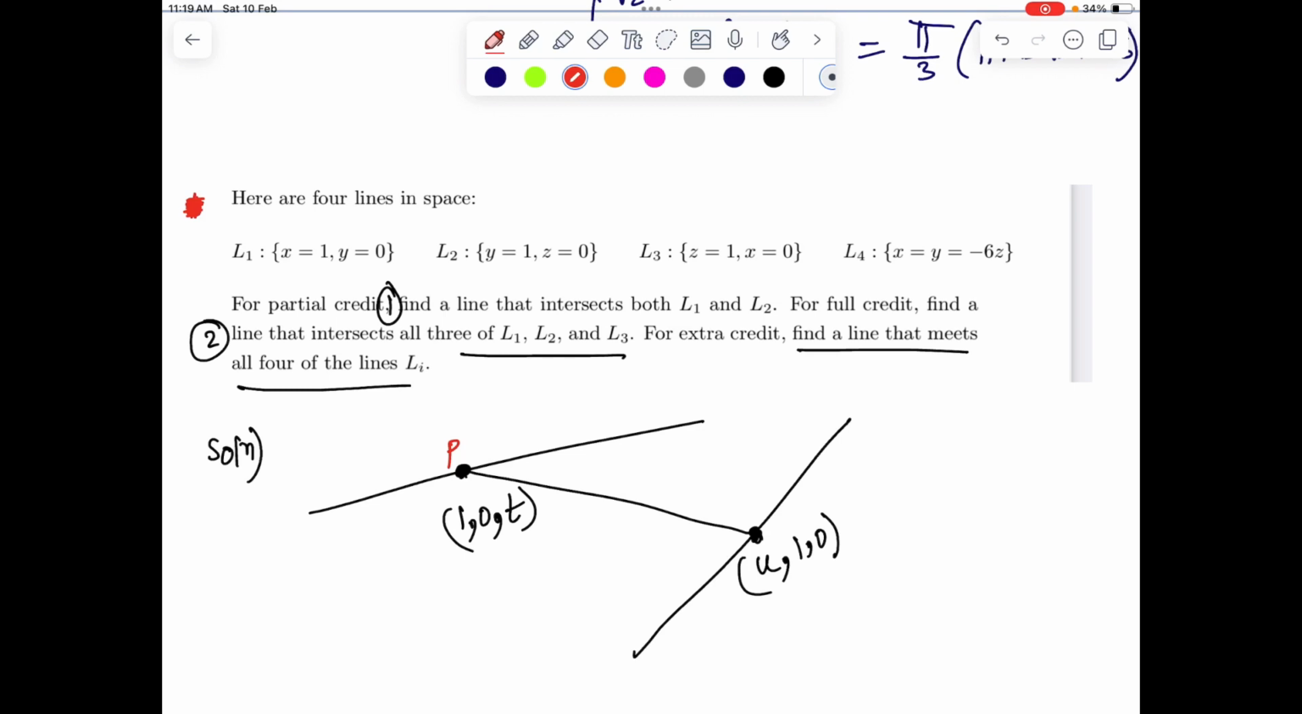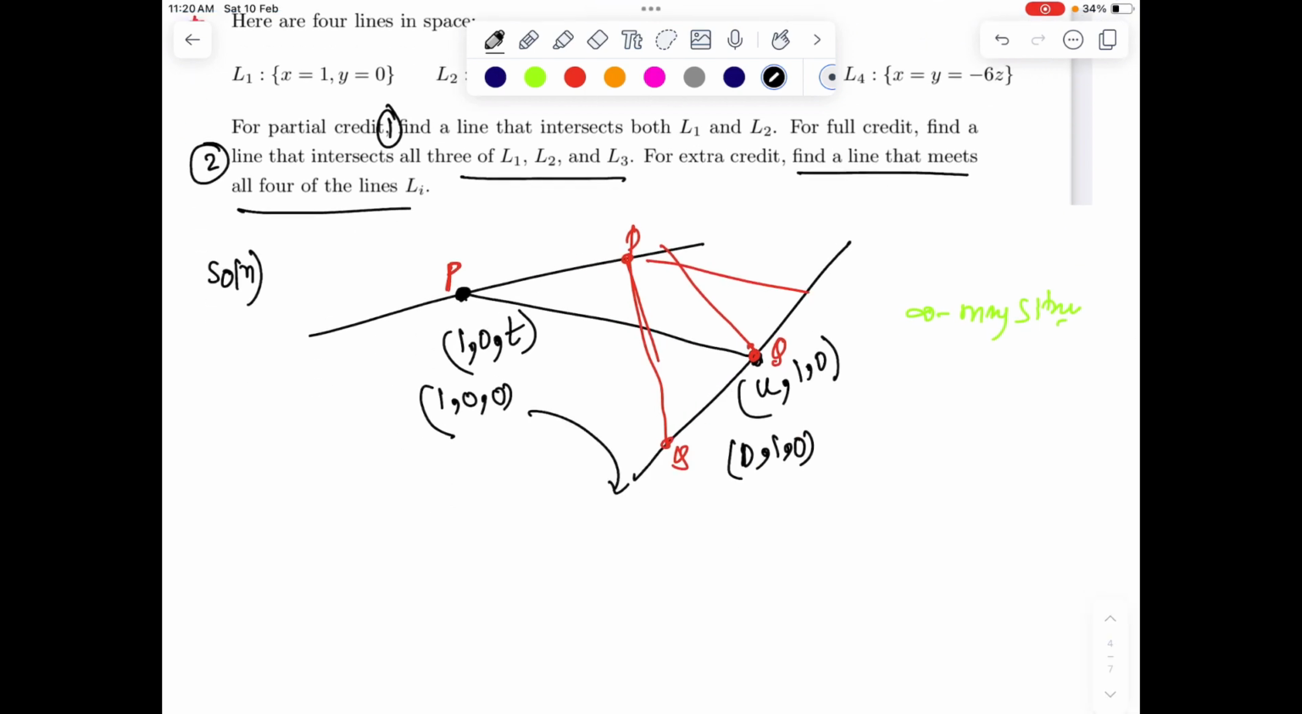Now clearly there will be infinitely many lines, because I can take a random point p on the first line L1 and a random point q on the second. As p changes, q changes, this will keep on giving me infinitely many situations. So one such line you can take, let's say 1, 0, 0, and let's say 0, 1, 0. And hence we can write the equation of one among infinitely many lines.